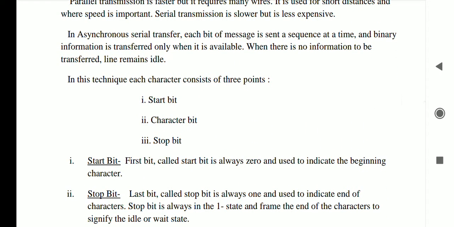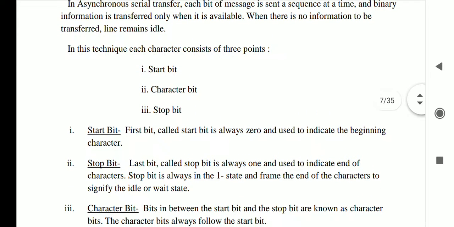In asynchronous serial transfer, each bit of the message is sent in sequence, one at a time. Binary information is transferred only when it is available. When there is no information to transfer, the line remains idle.